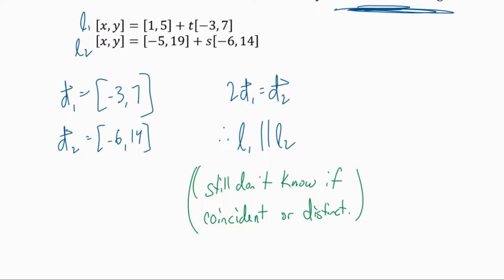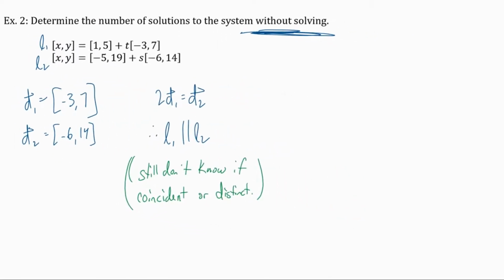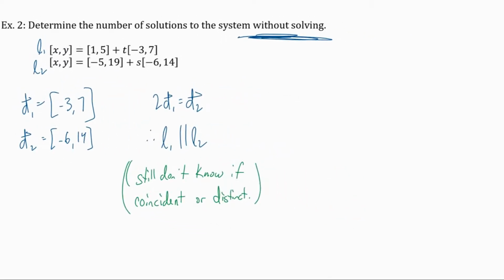Okay? How, without solving, are we going to figure out which one of those it is? It's either no solution or infinitely many solutions. That's what we had to figure out. Without finding the actual solution, without doing what we did above, how are we going to do that?